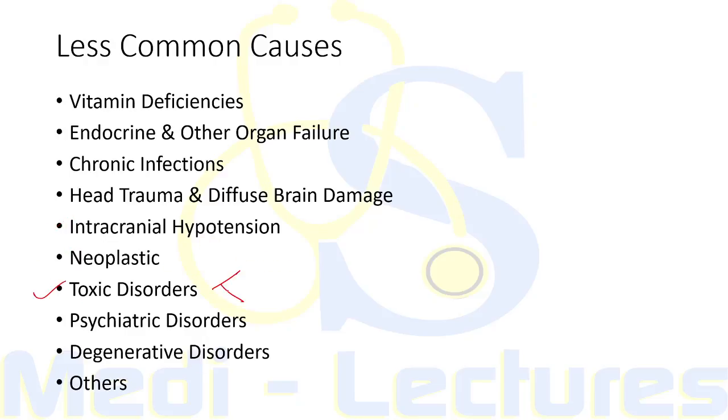Toxic disorders include drug or medication overuse like narcotic overuse as well as heavy metal intoxication. Psychiatric disorders which can lead to dementia, these are also considered reversible. These include depression, which is known as pseudodementia, then schizophrenia, and finally conversion disorder. So these all psychiatric disorders can lead to dementia.